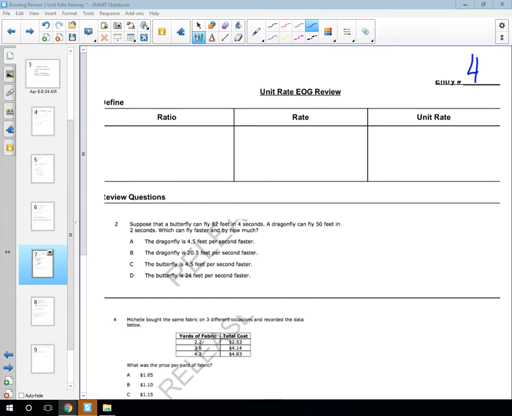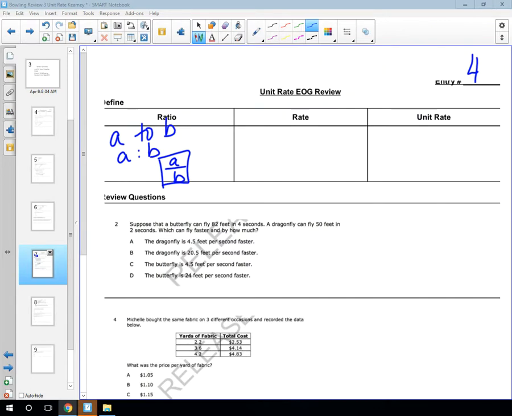A ratio can be written 3 ways. One way is you can write A to B. We're comparing 2 things. We can write A colon B, which can also still be read A to B. And the third way is in fraction form, A over B. Now, fraction form is probably the way that most people are going to see ratios written, okay?